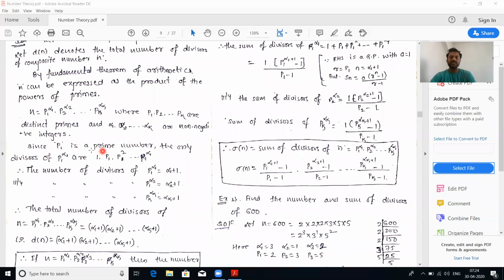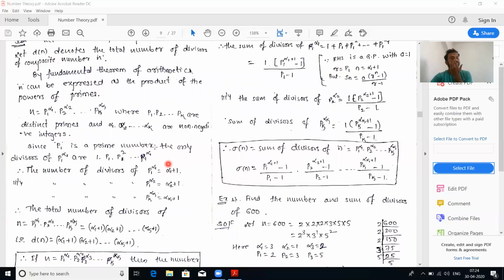Now see, since p1 is a prime number, the only divisors of p1 raised to alpha 1 are 1, p1, p1 square, and so on up to p1 raised to alpha 1. These are the only divisors of p1 raised to alpha 1, as p1 is a prime number.